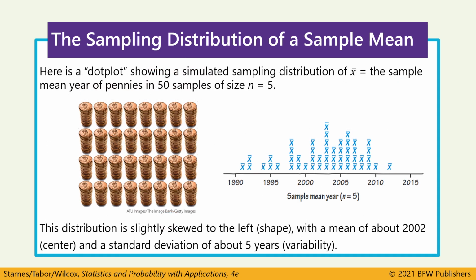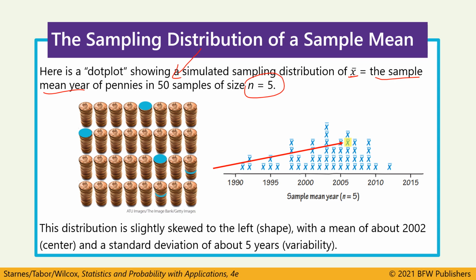Just like we did when talking about sampling distributions for proportions, let's start by taking a sample of pennies and recording the year that these pennies were minted. In this example, we're going to take a sample of 5 pennies, and we're going to do that 50 times. When we take our sample of 5 pennies, we find the average year that they were minted. That's our x bar. It's the sample mean. And every time we take a different sample of 5 pennies, we get a different x bar.